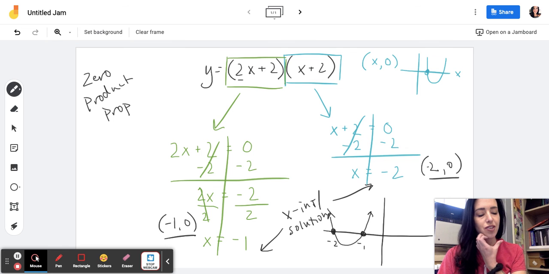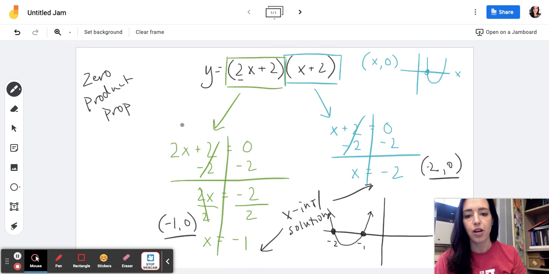Okay, so again, just an extra step added when we have the greatest common factor, because this right here becomes a two-step equation instead of a one-step.